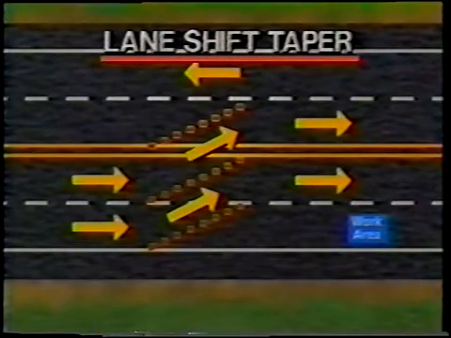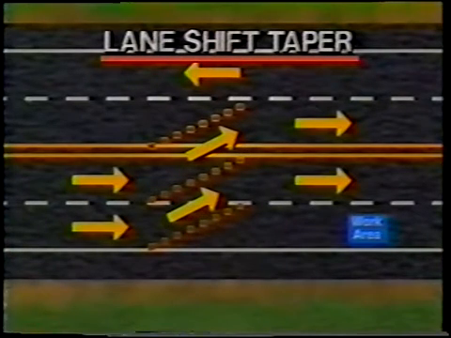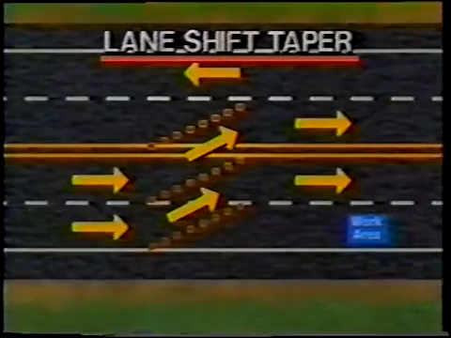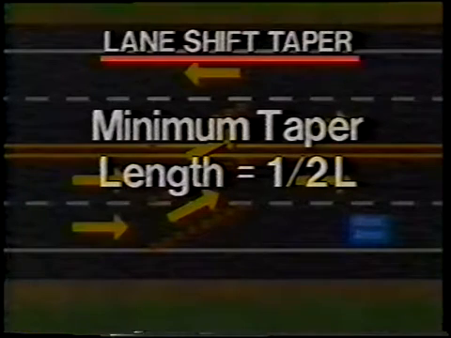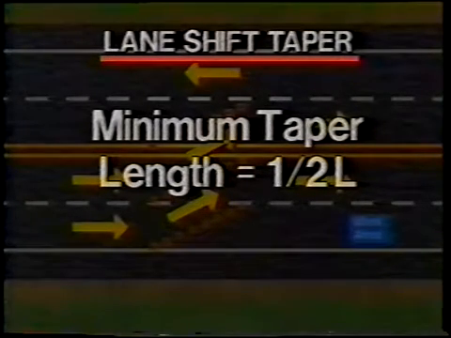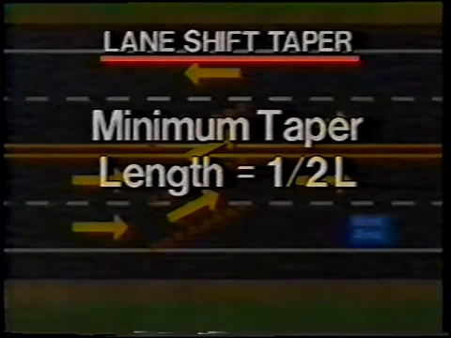The lane shift taper is used when traffic is only being shifted and no merge is required. Therefore, the taper does not have to be as long as a merging taper. The minimum taper length is 1/2 L, where L is the computed length of a merging taper for the given speed limit and width of the lane shift.